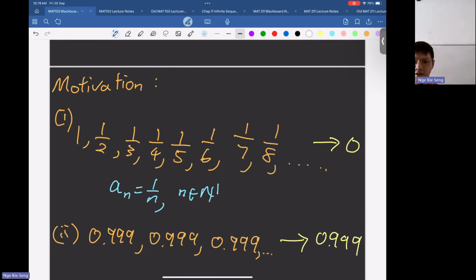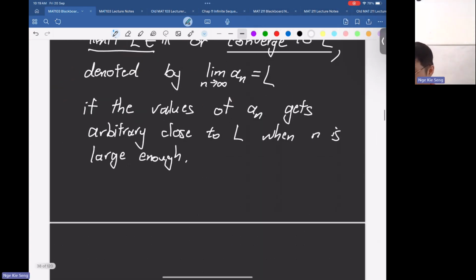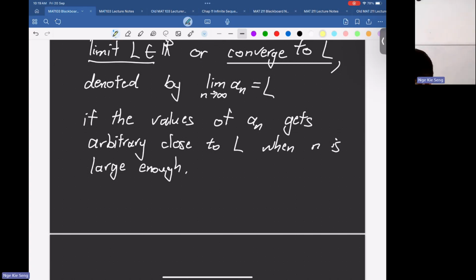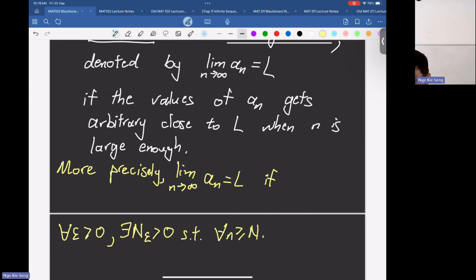So this motivates the definition here. Let me write it down. More precisely, we write the limit of n to infinity of a_n equals L if for every positive number epsilon greater than 0, there exists some capital N based on this epsilon, such that for all the terms behind this capital N, we know that a_n minus our limit is less than epsilon. Okay, can you imagine this definition here?